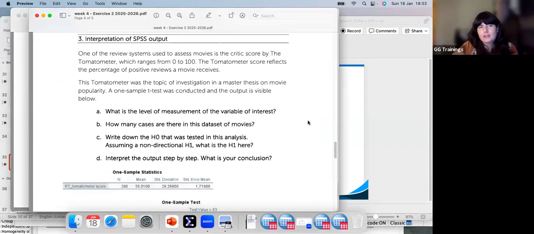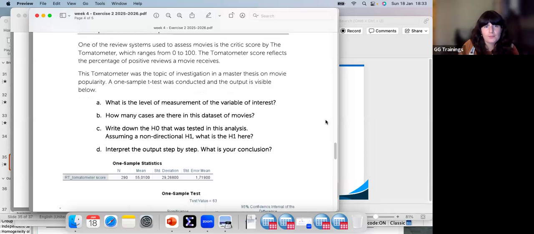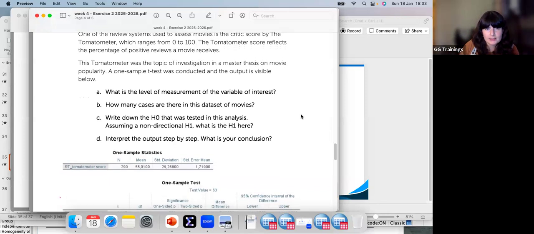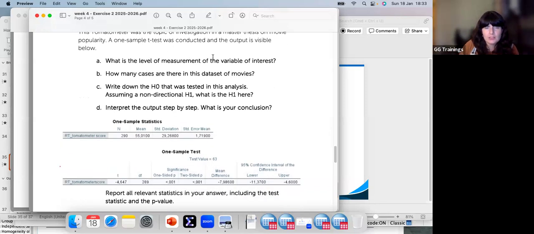So if you read the text, it's talking about basically a review system to assess movies. It's called the critic score by the tomato meter, which ranges from 0 to 100. So that should already tell you your level of measurement, that this is a ratio variable. Why? Because 0 is possible and it doesn't go below 0. This tomato meter was the topic. One sample t-test, yes. So we've done level of measurement.